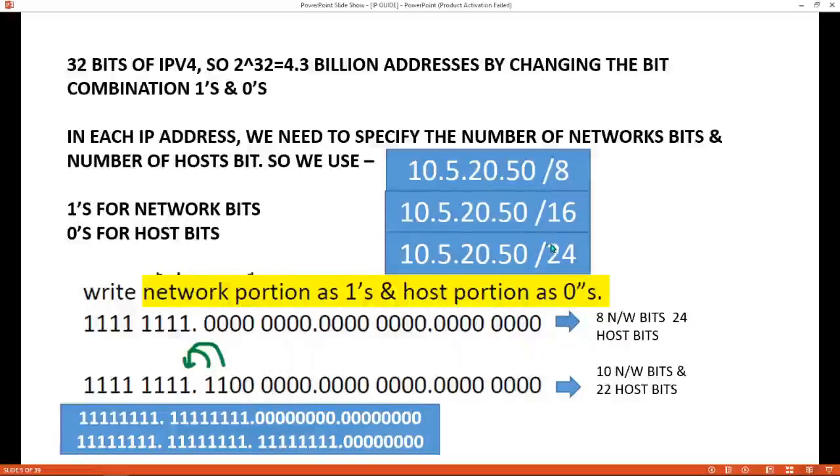So if you want to fill these ones and zeros, then you can simply have a look at this one. The first 2 octets are filled with ones and the remaining are zeros for /16. For /24, the first 3 octets are filled with ones and the last octet is filled with zeros. Okay.